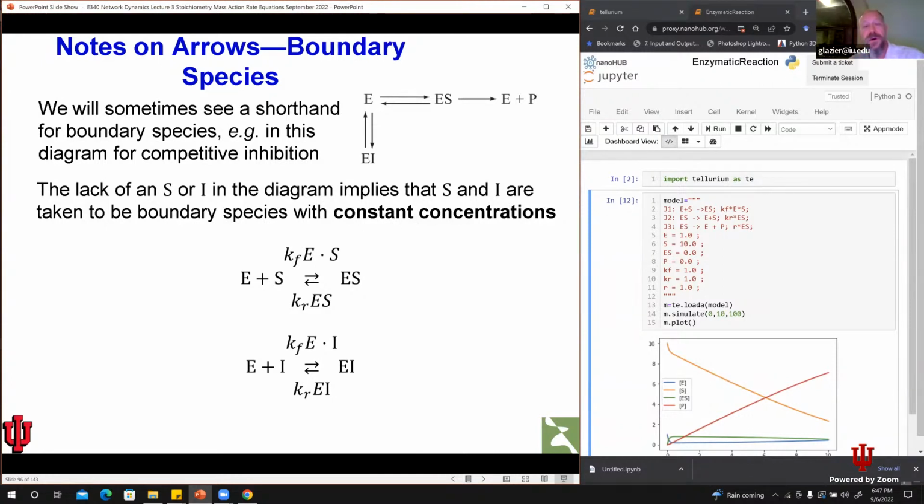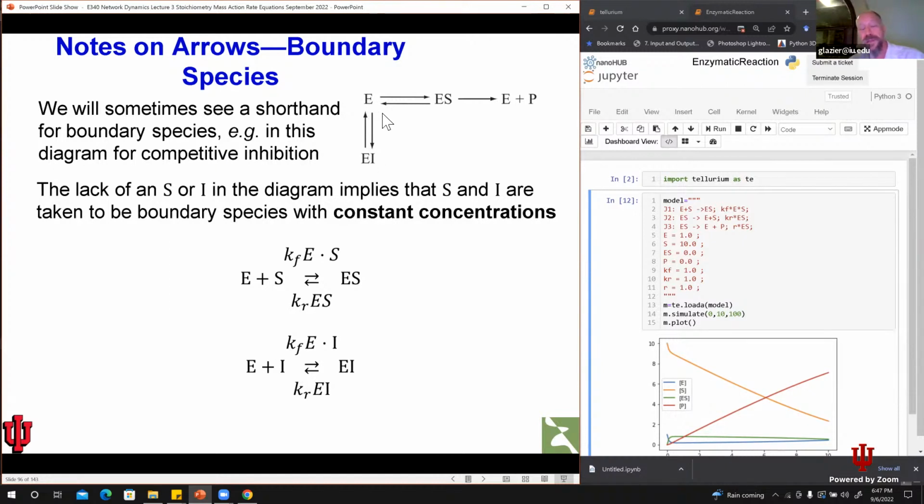Notice that there is no I anywhere in this diagram. You don't see the concentration, you don't see the chemical species I. But you really should have E plus I goes to EI, E plus S goes to ES. Why isn't it written that way? Well, I can't have my E be a target both of EI and ES, because in one case I'm producing E plus S, in the other case I'm producing E plus I.